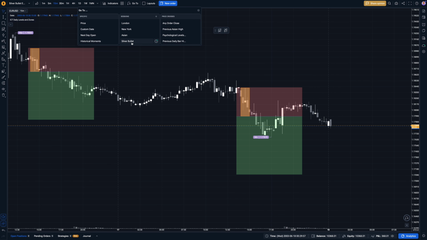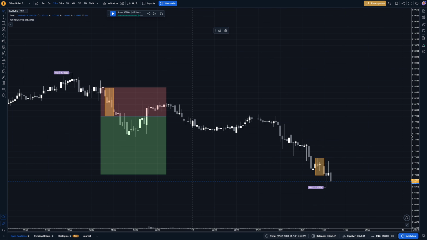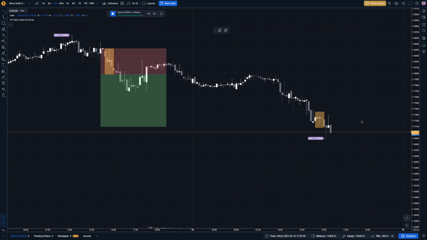Click Go To, then Silver Bullet again, and it jumps straight to our next setup. Shift plus right arrow, one by one, and we have another break below the session range. Let's grab our risk-reward tool and adjust our exits.